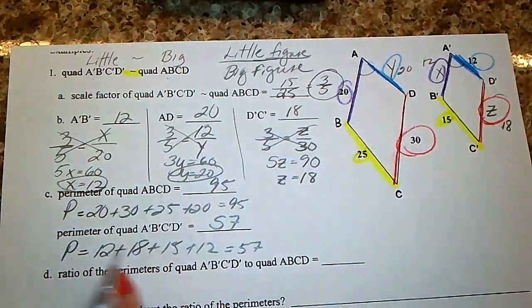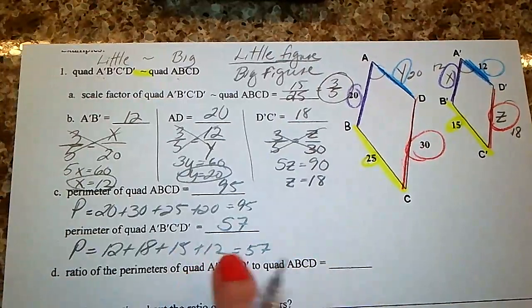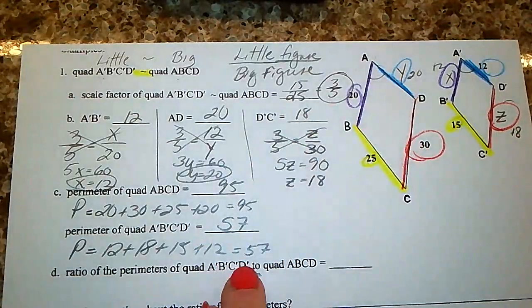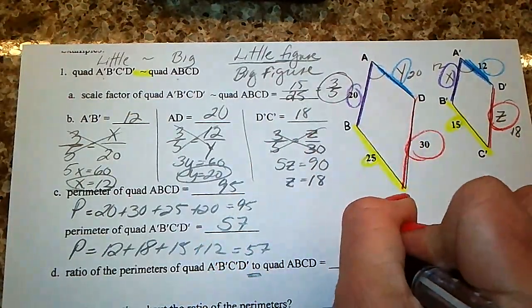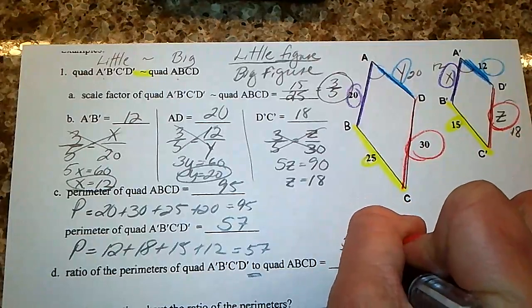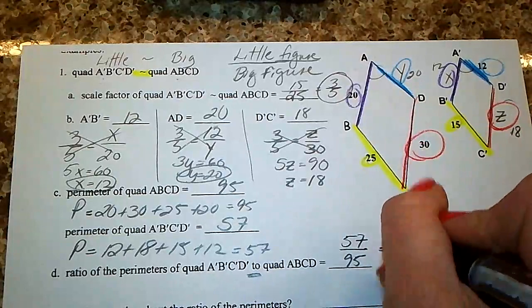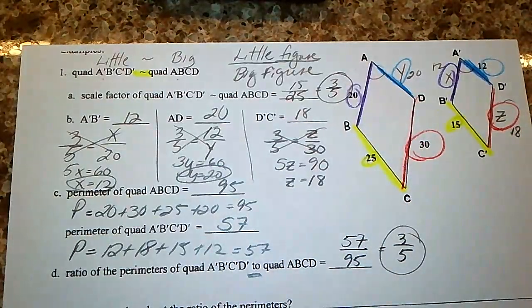So it says find the ratio. And they want the little figure to the big figure. Little over big. Remember, whenever we see that word "to" in there, the first number to the second number. So the first over the second. So 57 over 95. And we're going to reduce that there. And when we reduce that, believe it or not, it does reduce, it ends up being 3/5 when you reduce that.